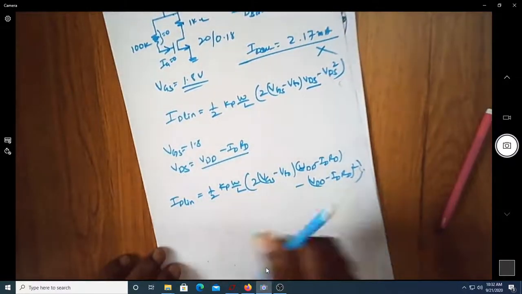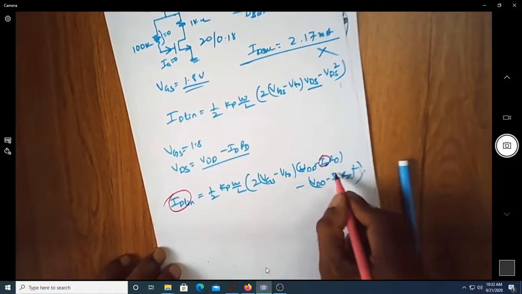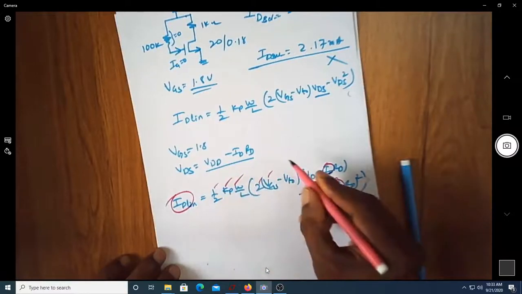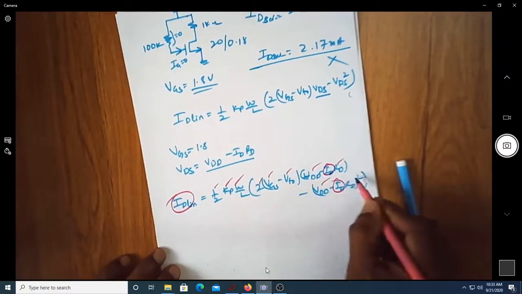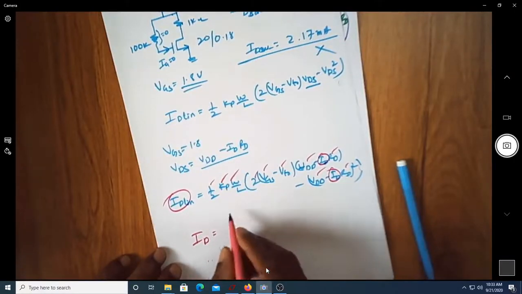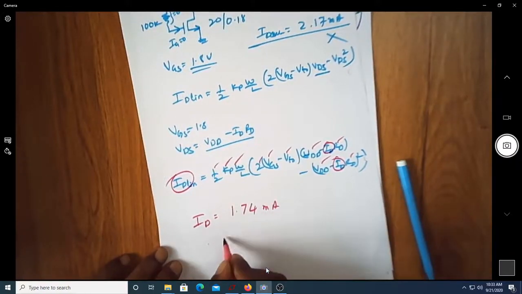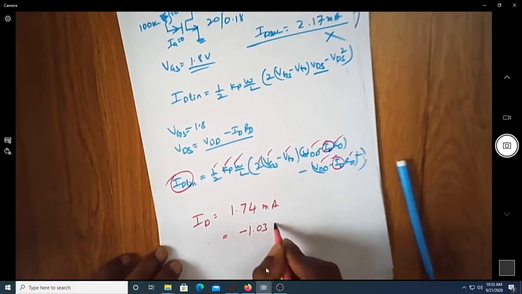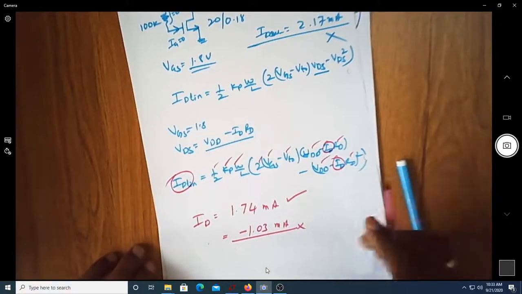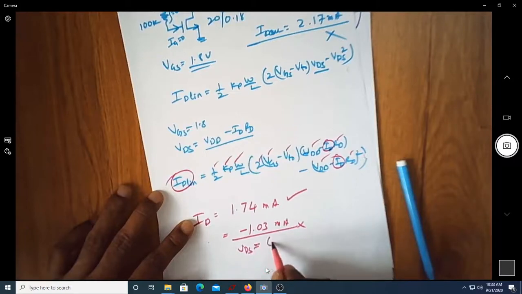Now the only unknown parameter is this ID, because ID linear, these are the only unknowns on either side. We know all other parameters, so you can get the value of ID. Of course, there are two possible values when you do it in a calculator. One is 1.74 milliampere, the other value is minus 1.03 milliampere. You cannot have negative current, so this is the possible one. So upon doing this, we will get VDS as close to 60 millivolt.